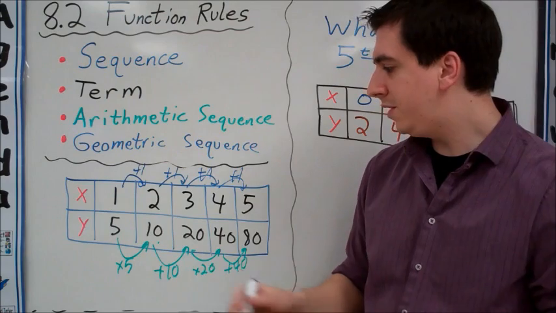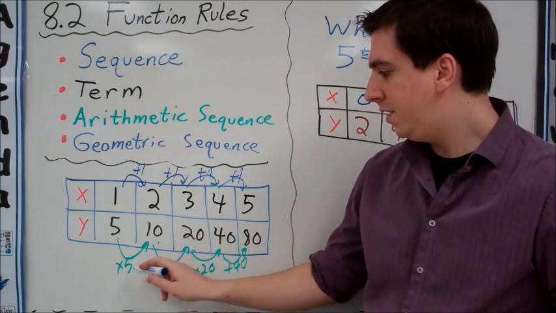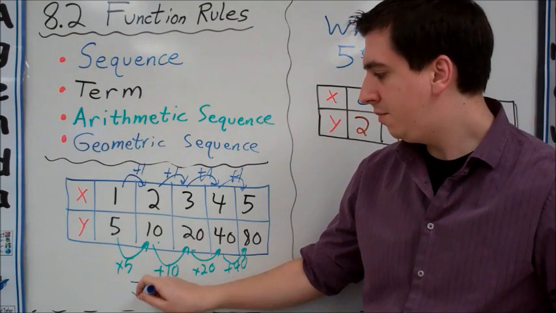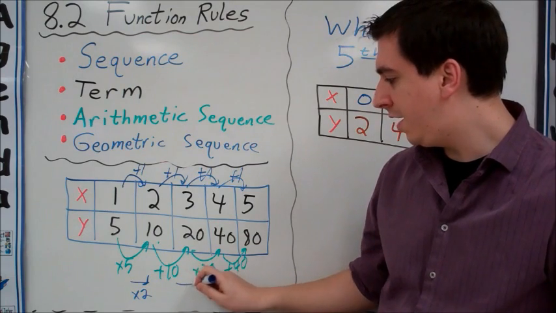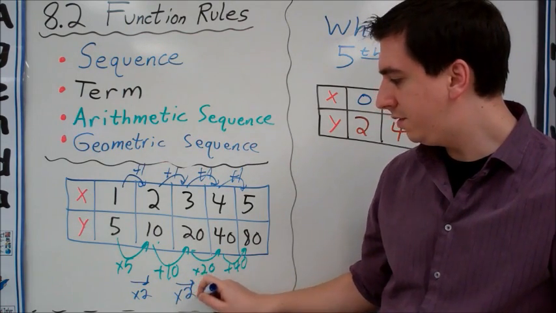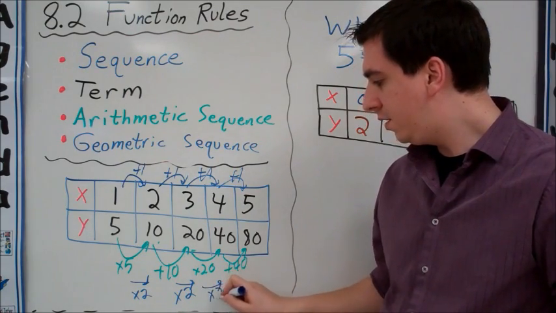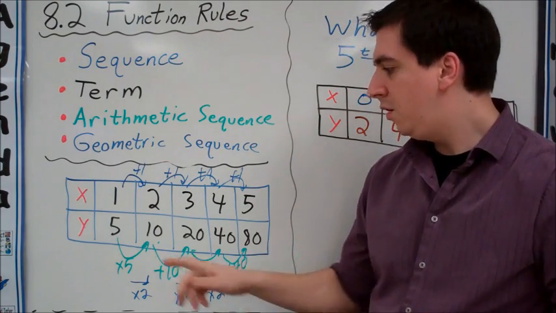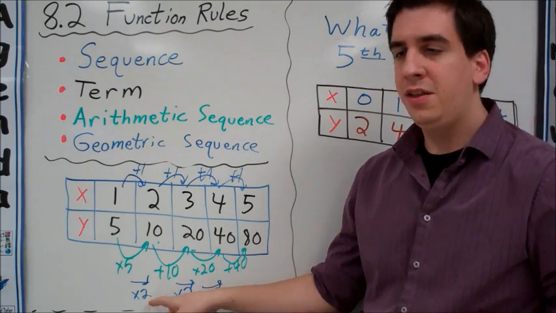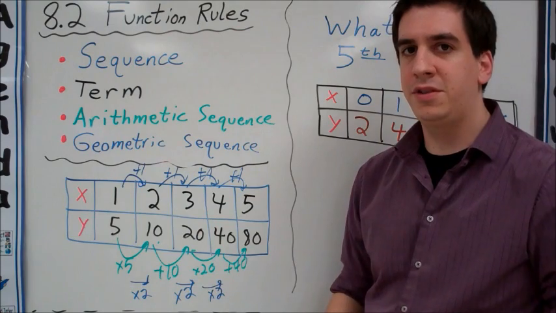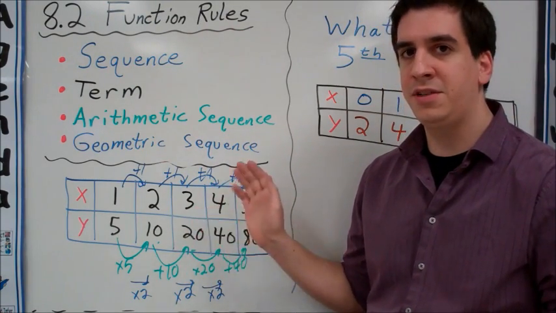What I want us to notice though is that from plus 5 to plus 10, that's a difference of multiplying by 2. From plus 10 to plus 20, again, you're multiplying by 2. And finally, from plus 20 to plus 40, you're multiplying by 2. When these changes are constant because of multiplication, that means that you have a geometric sequence. We're going to focus on the arithmetic sequence though. I just wanted you to know what a geometric sequence is.